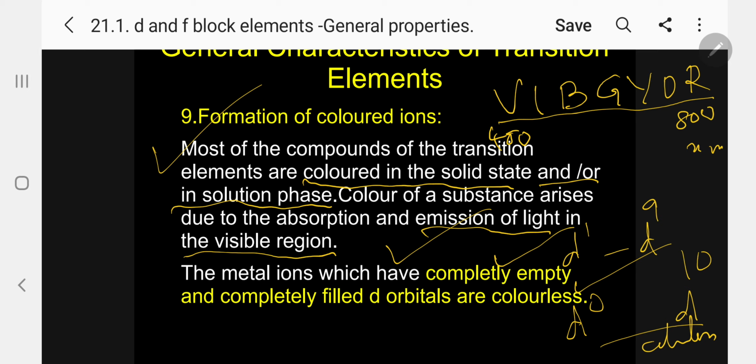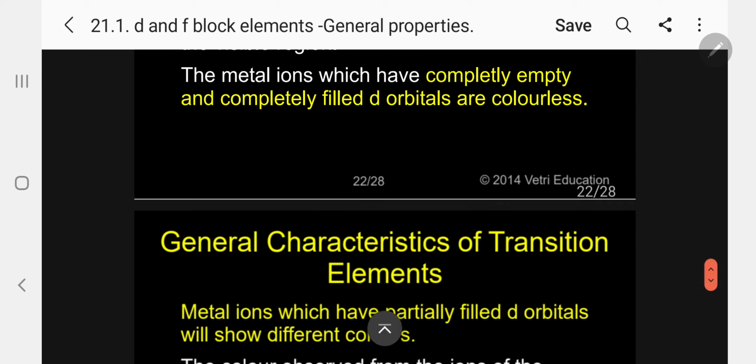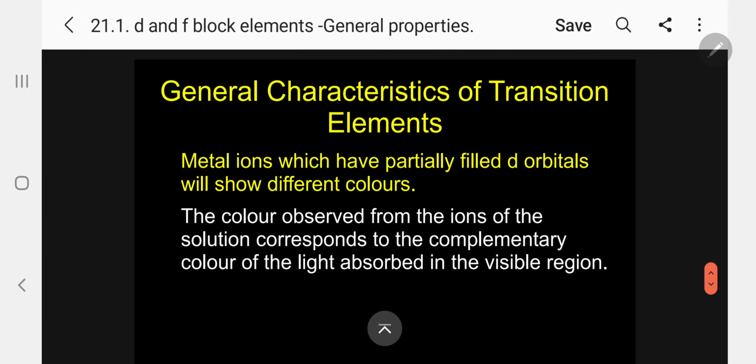You have to memorize this, because a question can be asked whether a given complex or metal ion is colored or colorless. Incompletely filled d1 to d9 are colored, d0 and d10 are colorless. Please follow. Metal ions which have partially filled d orbitals will show different colors depending upon the absorption and emission of energy in the visible region. It may be blue, scarlet, red, orange, different colors will be there.